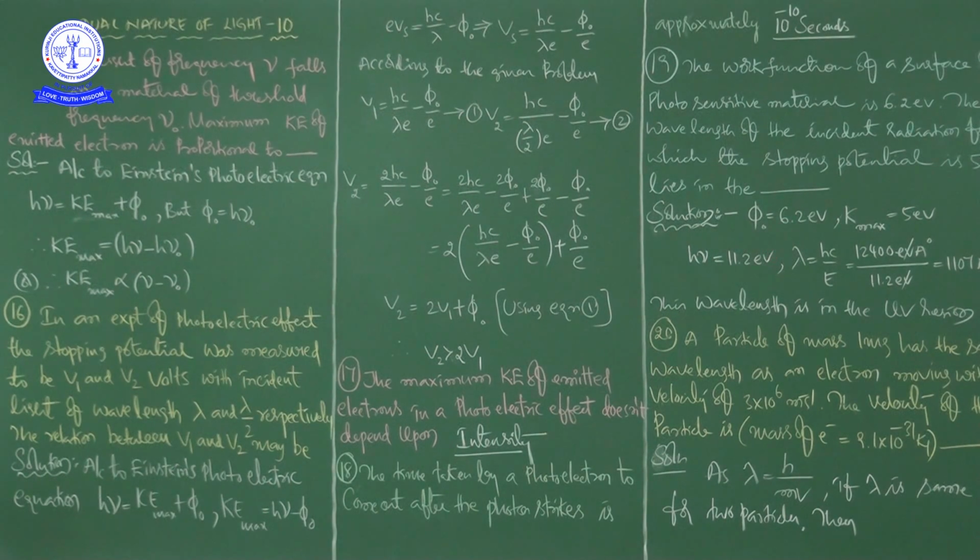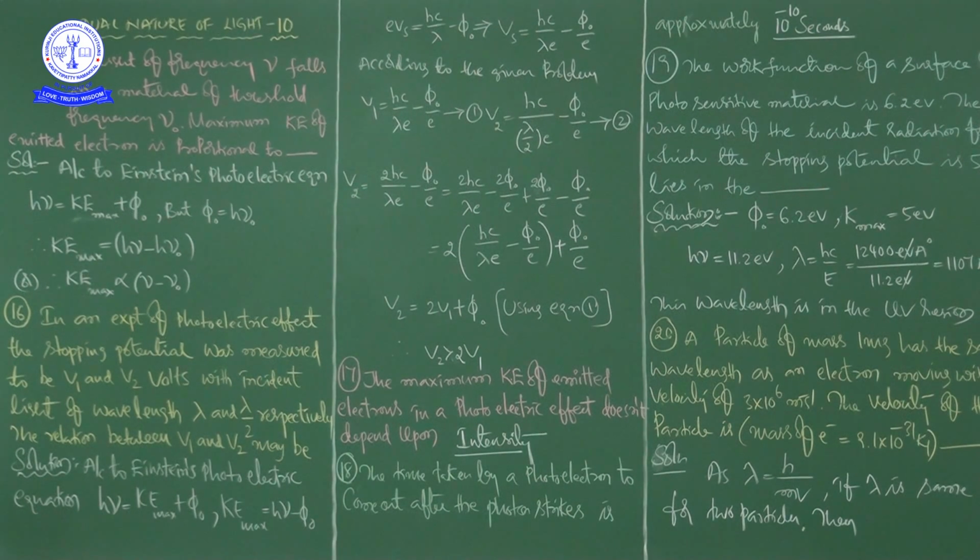After that, E is equal to h nu. This h nu is nothing but E only. So this E value is 11.2 electron volt. When it is 11.2 electron volt, from that addition, E is equal to phi naught plus K e maximum.